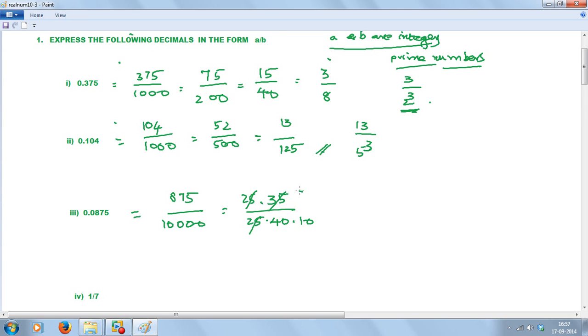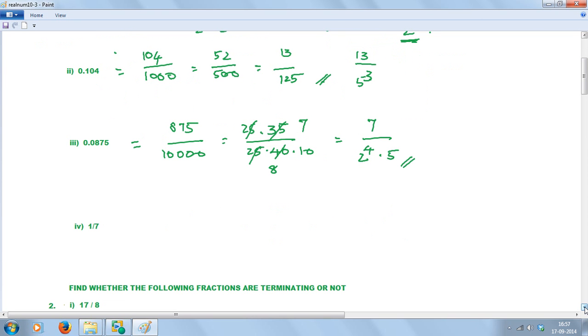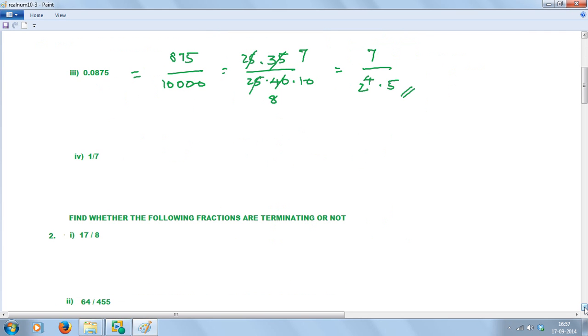Now this is 7 5s, or this is 8 5s also, equal to 7 divided by 80. So this 80 also we can write as 2 to the power of 4 multiplied by 5. So the denominator should be in terms of 2 to the power and 5 to the power, for the purpose of deciding whether the decimals are finite, terminating or not.